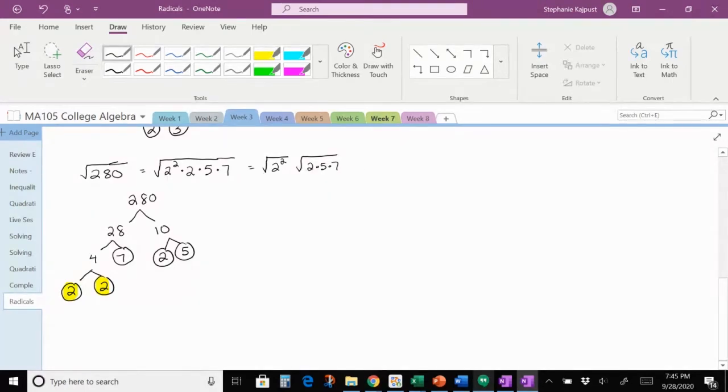The square root cancels out exponents of 2. So I'm just left with that 2. And then inside we have 2 times 5 times 7. And that comes out to 70.